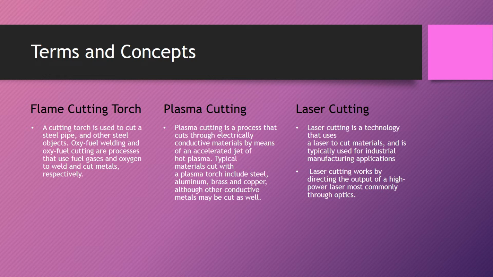And the last one is laser cutting. Laser cutting is a technology that uses a laser to cut materials and is typically used for industrial manufacturing applications. Laser cutting works by directing the output of a high power laser, most commonly through optics.